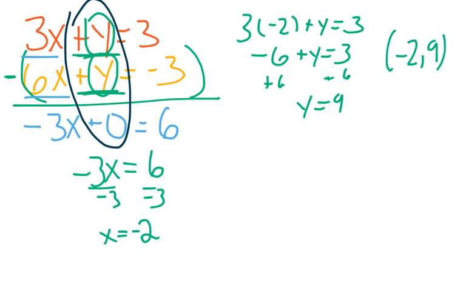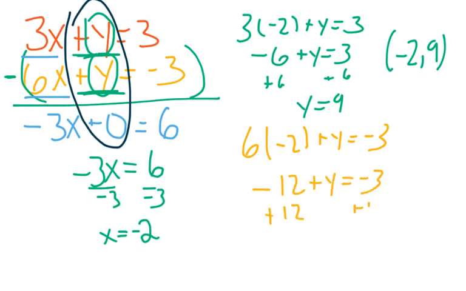If we plugged it into the other equation, 6 times negative 2 plus y equals negative 3, we get negative 12 plus y equals negative 3. Add 12 to both sides, y equals 9. We'd still get our solution of negative 2, 9. So what we've done in this step is eliminate the y variable. Both terms had a positive y, so we eliminated the y by subtracting the two equations.